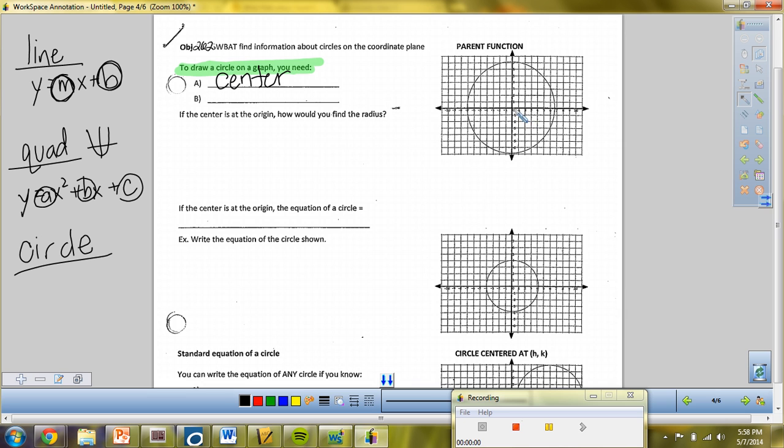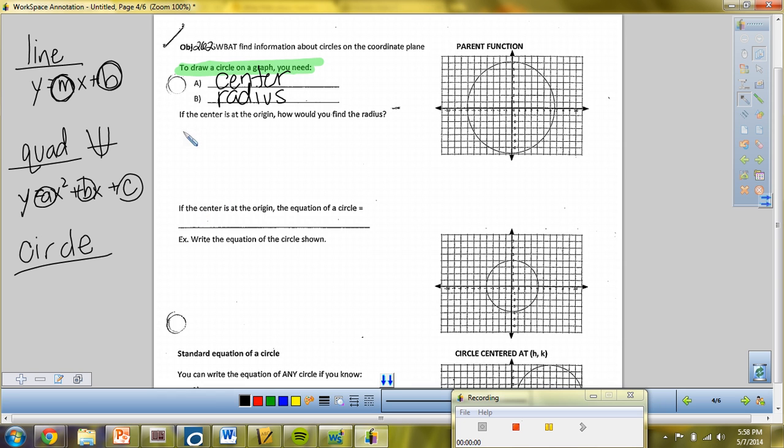So great, if the center is at 0, 0, is it going to be a tiny circle? Is it going to be a large circle? What do we need to know that determines that? The final part is the radius. So these are going to be key factors in our equation, in the same way that m and b, slope and y-intercept, are key factors in the equation of a line.